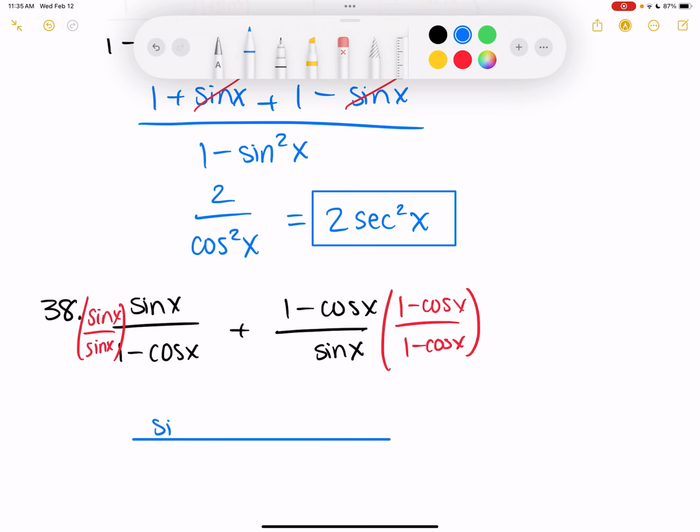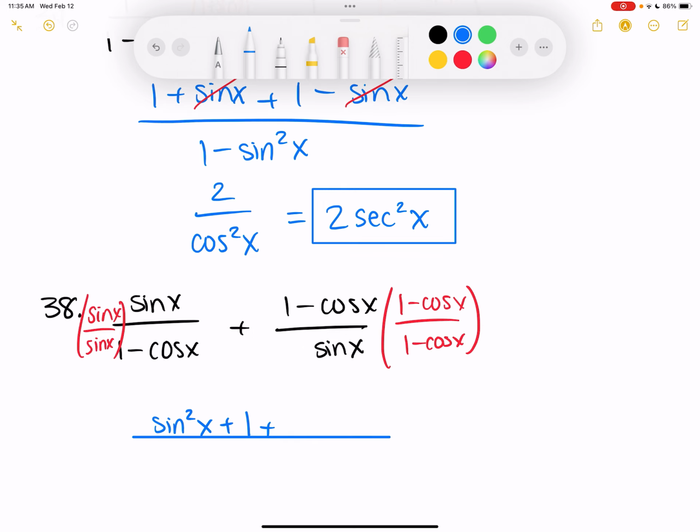So this is going to be sine squared of x. And then up here, this is not a difference of squares, but this is a what? It's another special type. Three words. Perfect square trinomial. So this is going to be plus 1 plus, it's the first term times the second term times 2, although it's a minus sign, minus 2 cosine of x, and then plus cosine squared of x.